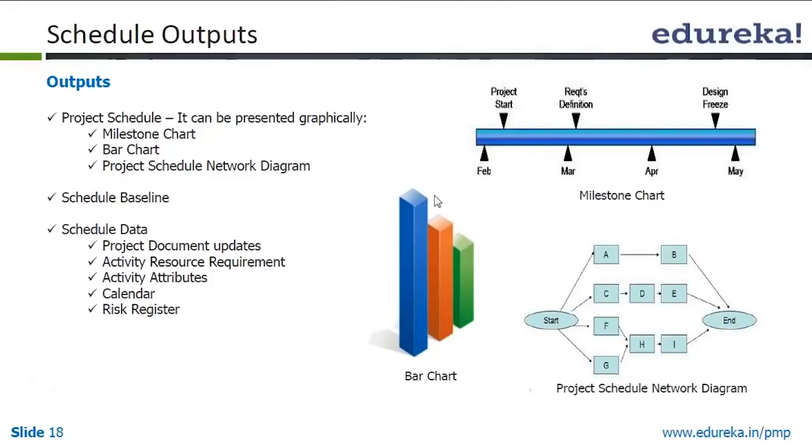And when we create a schedule, that schedule has to be approved, and that schedule will have to be the baseline for all future comparisons. So when we are doing monitoring and control, we have to compare the actual performance data with the planned, and this planned is the baseline. So what we do is we take the approved schedule that we have created and we baseline it.